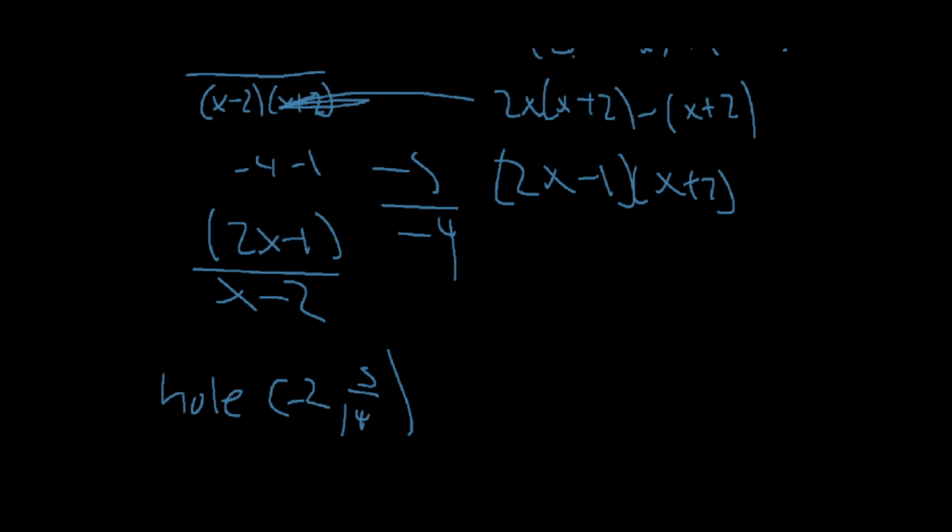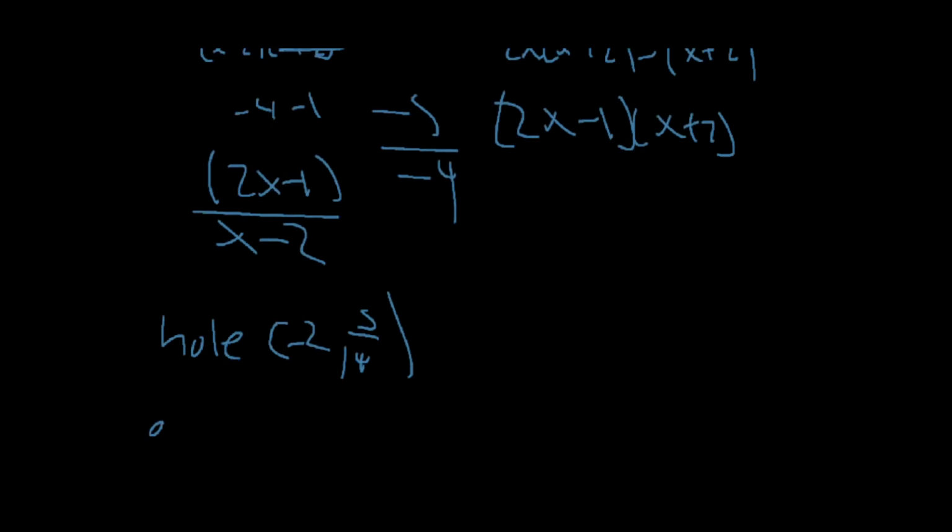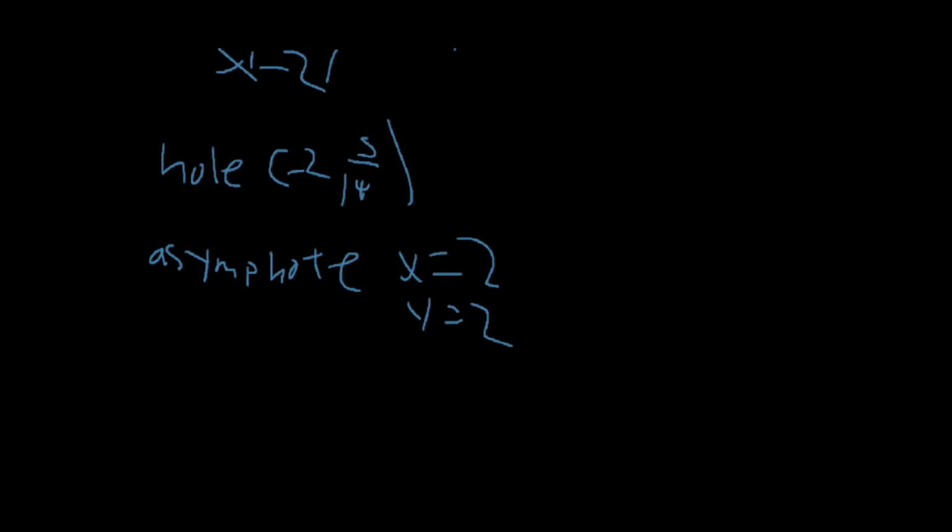Okay, asymptote at x equals 2, and y-intercept, since it's 1 over 1, and 2 over 1, y equals 2, right? And then that's all.